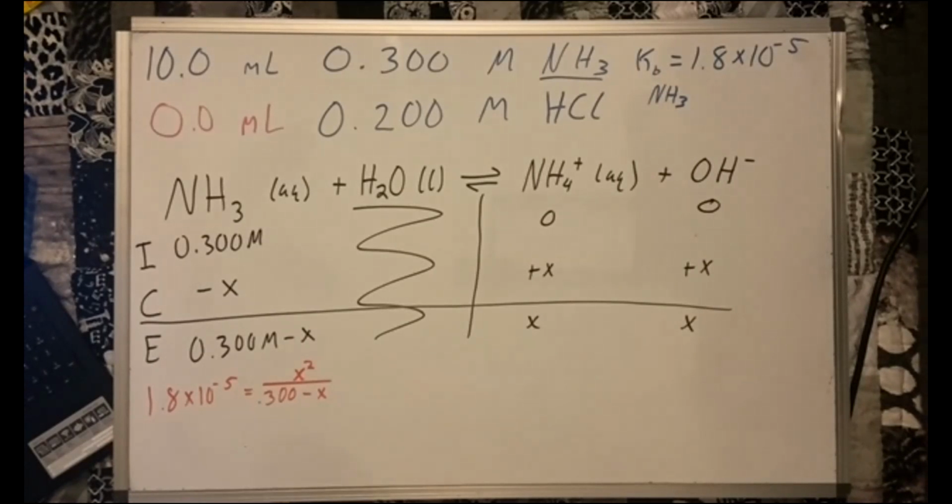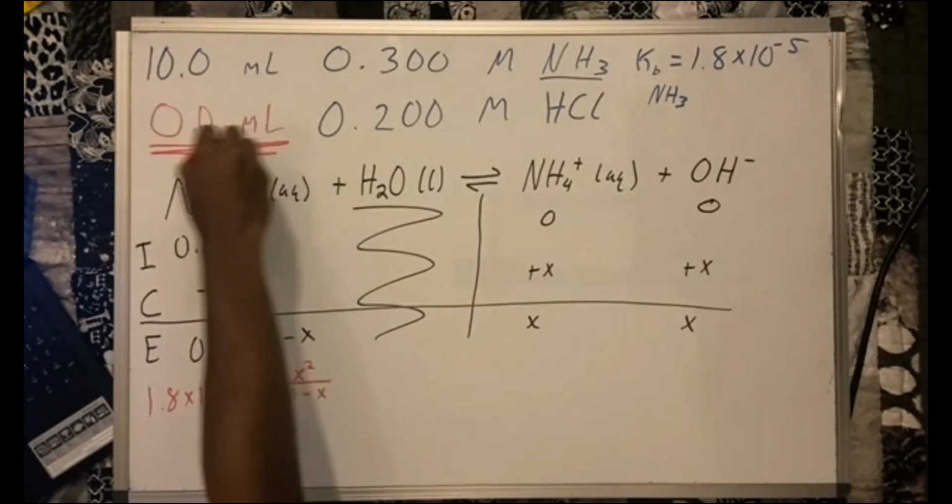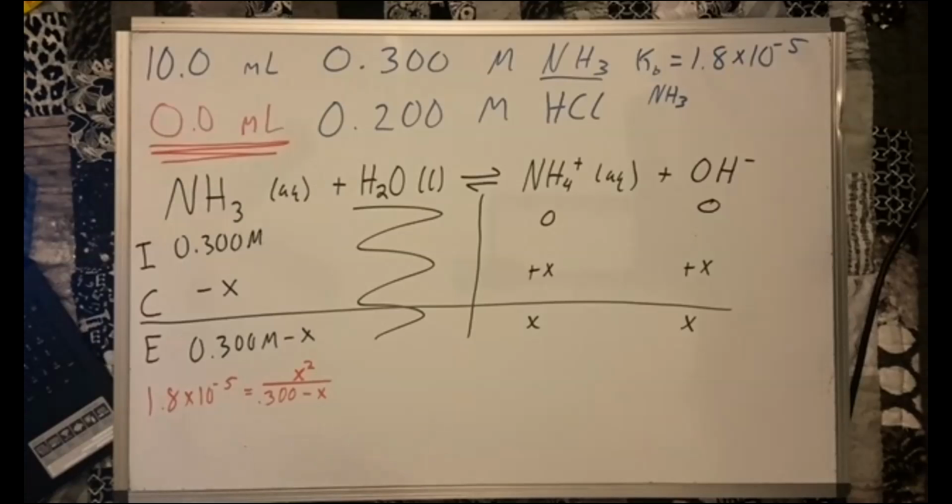How come we didn't do the limiting reactant thing first? It's because you have 0 milliliters of your HCl, right? So there is no limiting reactant to do. Well, I guess you could, but nothing would happen, right?